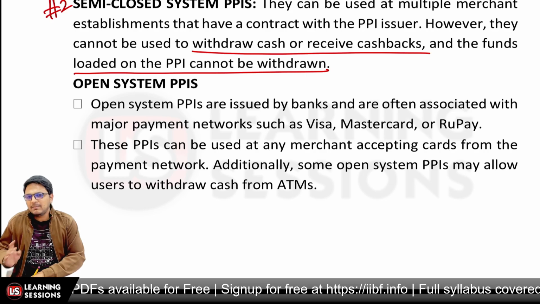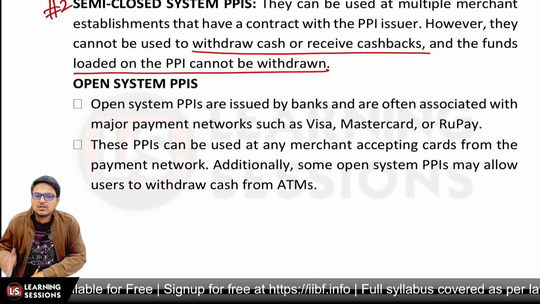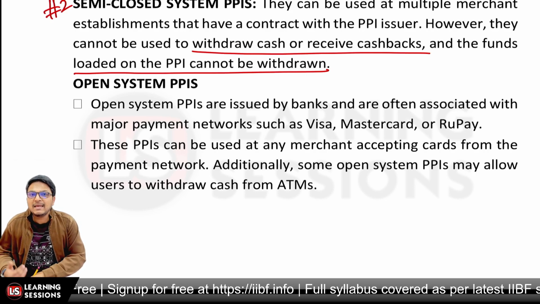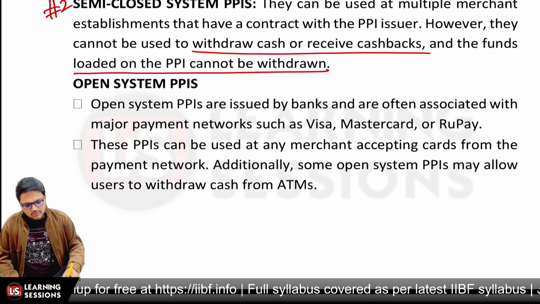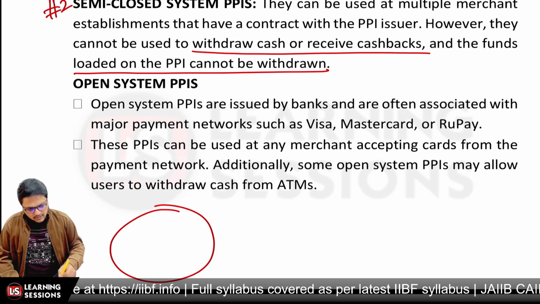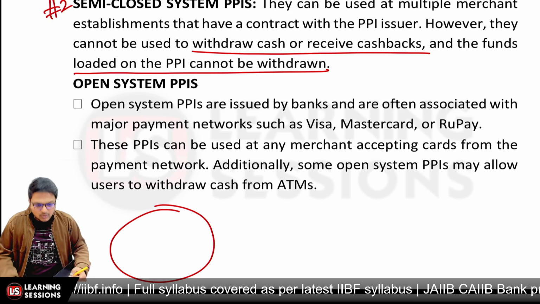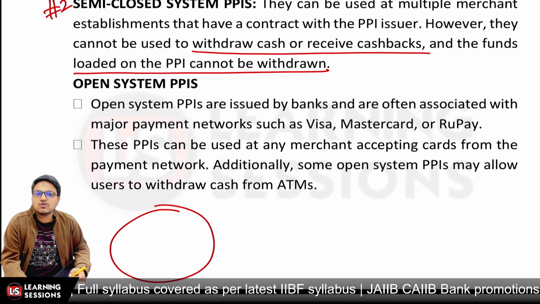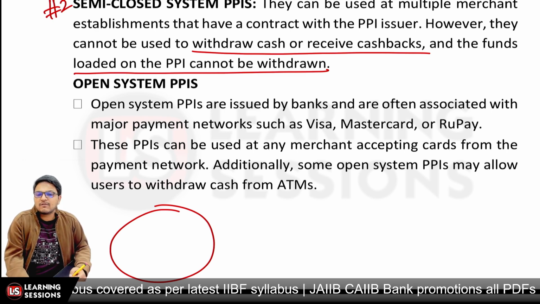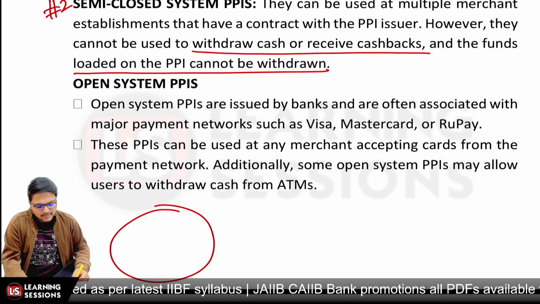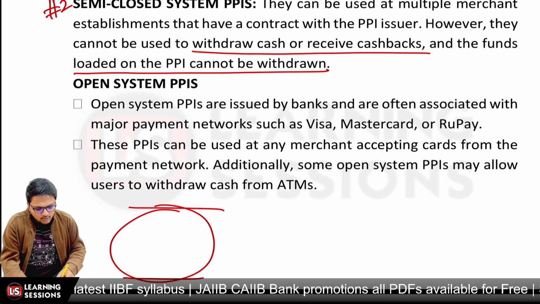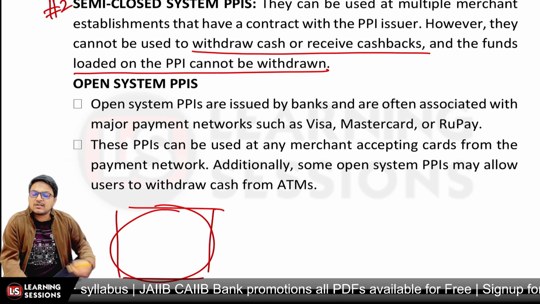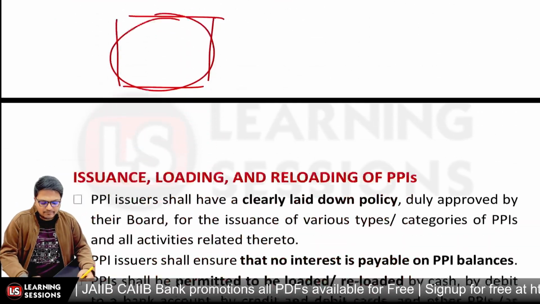Now it's about the open system PPI. Open system PPIs, or prepaid payment instruments, are issued by banks and often associated with the major payment networks, which can be utilized anywhere, and further you can use these for cash withdrawal from ATMs. These are the benefits available in case of open system PPIs, that you can use them with multiple vendors and all vendors. And further, these are associated with the giant networks.